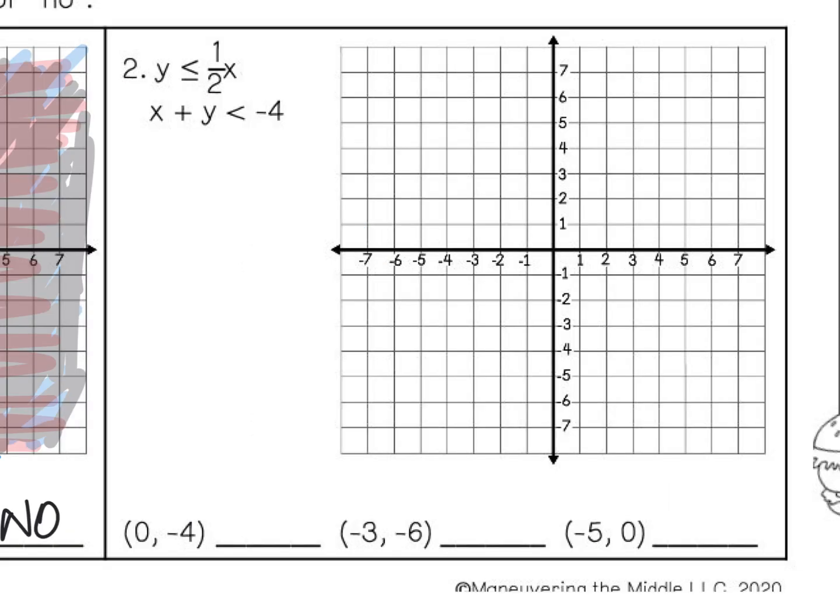When we look at this one, again, we're just going to graph like we normally would. This one doesn't have a b, so we're going to start at the origin. The slope is 1/2, so you're going to go up 1 and right 2. Is this a solid or a dotted line? Solid. It has a line underneath. Above or below? This is going to be below because it's less than.